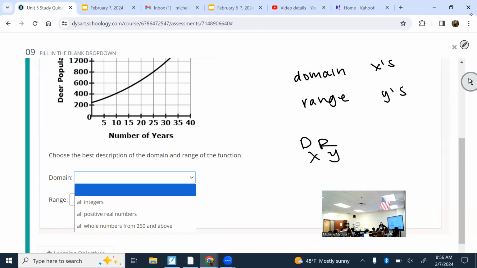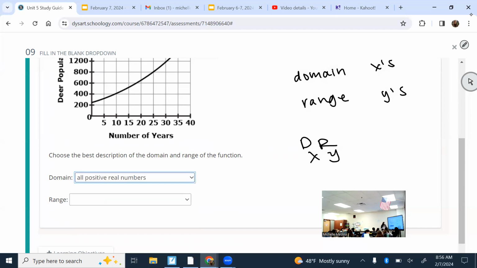All positive real numbers. Does that include decimals when they say real numbers? Yeah, it does. And all the positive ones. So this one's looking pretty good, but compare it to the last one, all whole numbers from 250 and above. Does that one make sense for our years? Okay, no. All positive real numbers. So domain is the x's, I see what my x is representing. But I can have a fraction of a year, yes, so all positive real numbers.